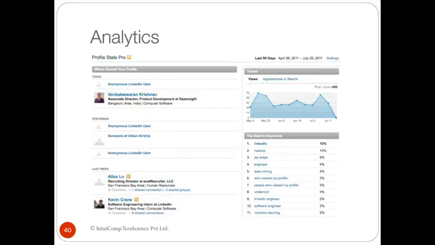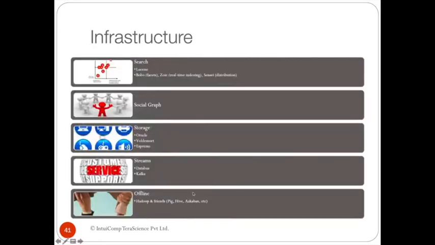Then we step into analytics. In analytics, we find profile stats: how many people in LinkedIn are into Hadoop, what percentage, data mining, and also recruiting, relating to analytics, and it gives the profile stats. So this leads to the development of an infrastructure: that is search, then the social graph, then storage, the Oracle part, then streams, data bus, Kafka, and offline is Hadoop and its friends like Pig, Hive, etc.